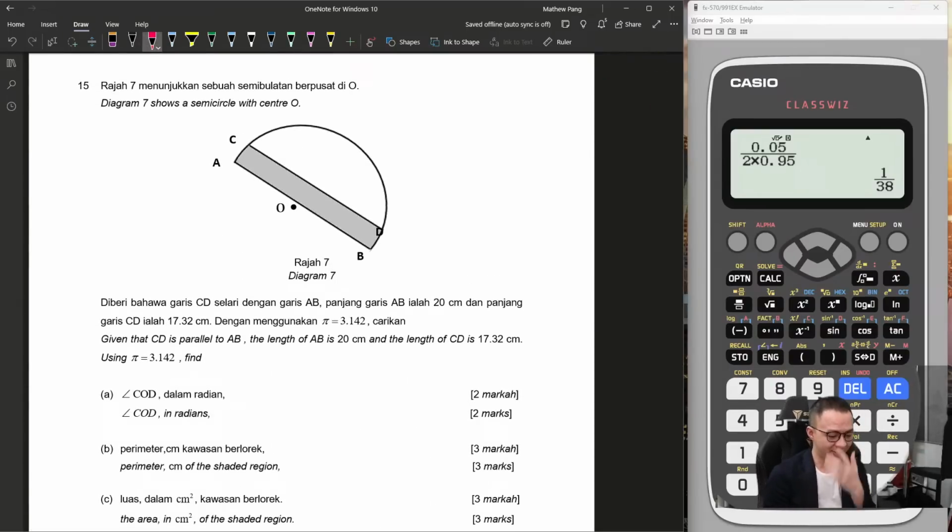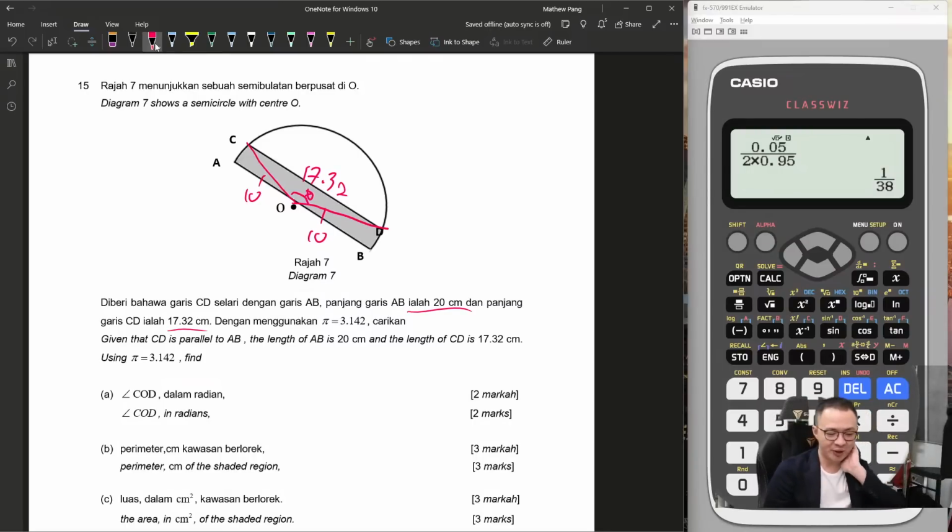Alright, this one I believe they tell us AB is 20 and CD is 17.32. So this is 10 and 10, 20, right? So radius is 10. And then this one is 17.32. And pi is 3.142. Find COD. So they ask us to find this angle.